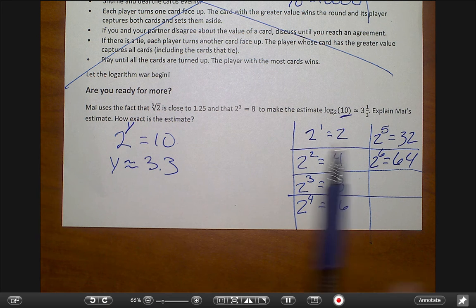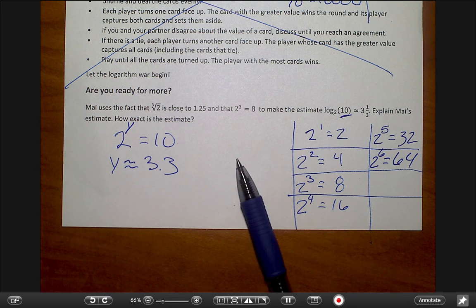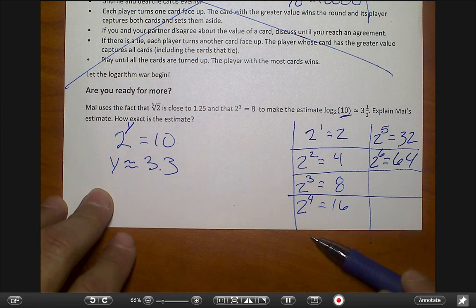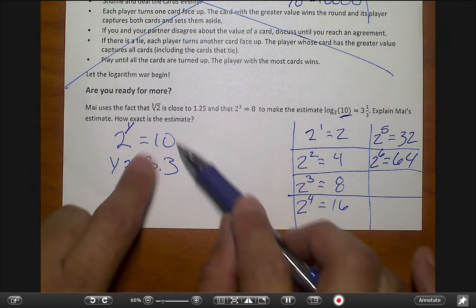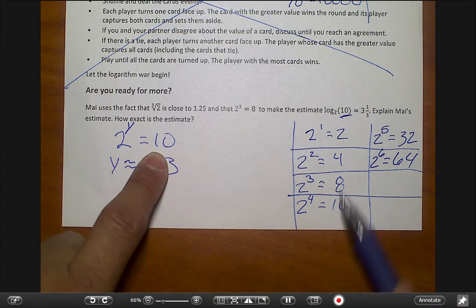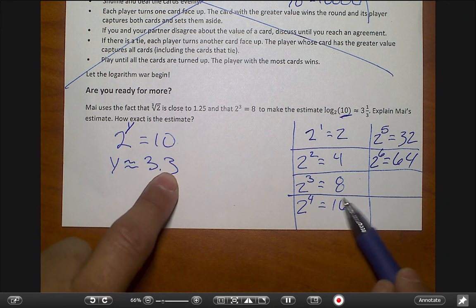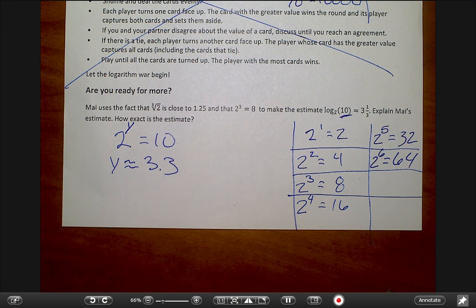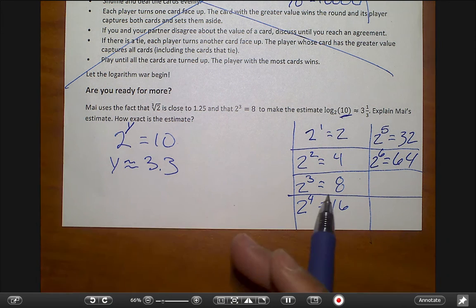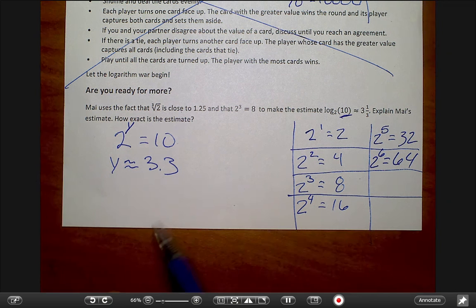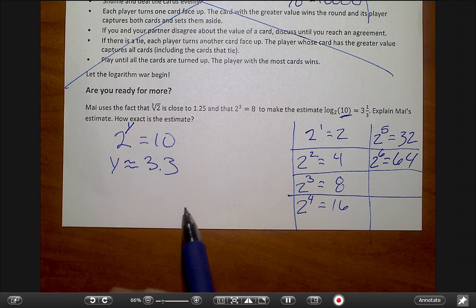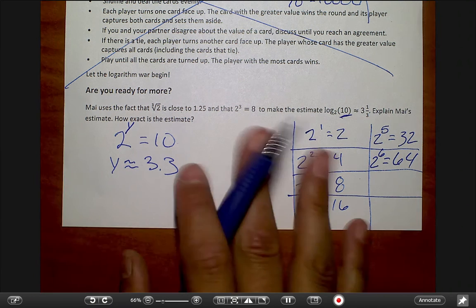Now, does that make sense of how we did that? So I have my table. I listed where it's located at. And then I found 10 is going to be between 8 and 16. But it is closer to the 8 than it is to 16. There we go. Are we happy on that? When you see that on a test question, you're going to be happy on that? Okay.